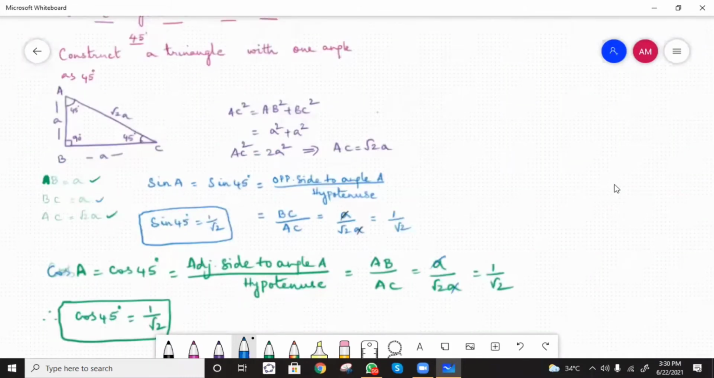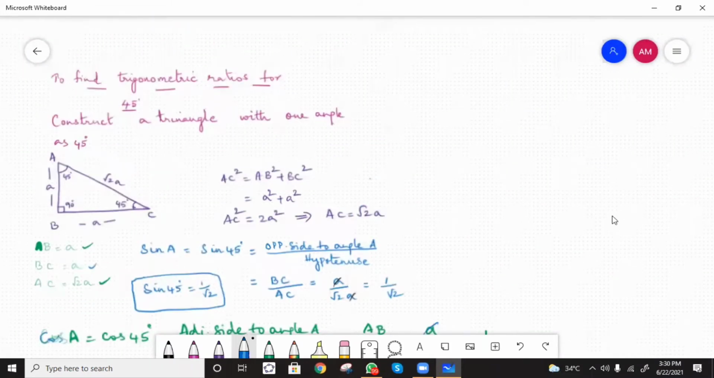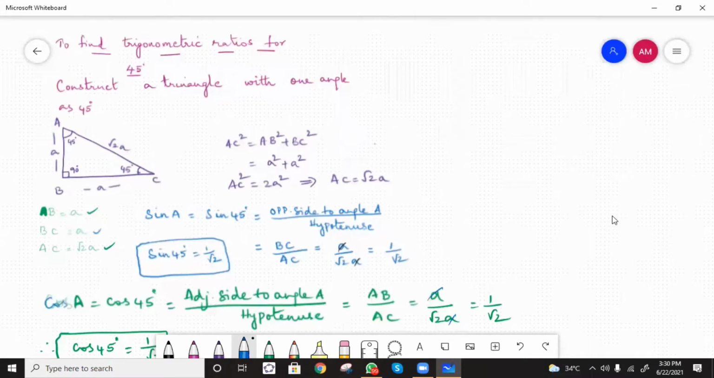I will give you a very easy concept to remember all these values. Okay? Sin 0, sin 30, sin 45, sin 60, sin 90. Okay? So is this clear to everyone?